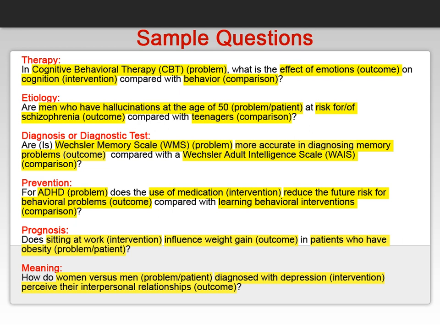For instance, in therapy, in cognitive behavioral therapy, our problem, what is the effect of emotions? Effect of emotions is our outcome on cognition, that's our intervention, compared with behavior. Secondly, in etiology, are men who have hallucinations at the age of 50, so there's our patient, at risk of or for schizophrenia? Risk is our outcome compared with teenagers. There's our comparison. I'm going to leave this slide up for a few seconds so you can look at it. You could also pause the video at this point so you can continue reading through these questions.